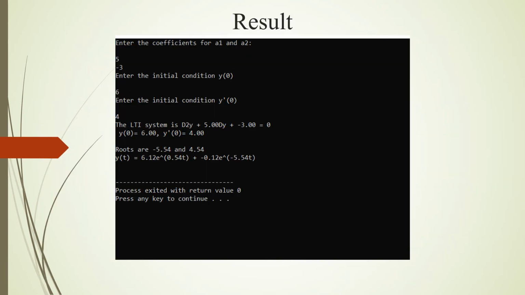So here's the result. The user is prompted to type in A1, A2, and both initial conditions. Then from there, the program displays the LTI system based on the user inputs, and displays a result. For this one, it is distinct roots. The roots are unique. They are not the same. It is not complex, with roots at negative 5.5 and 4.5.